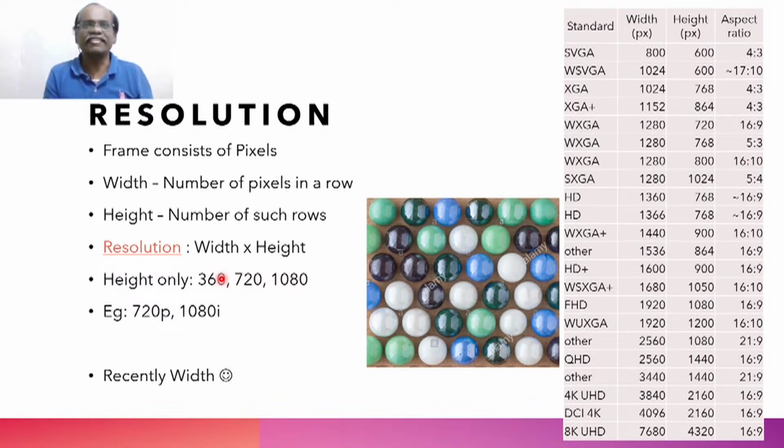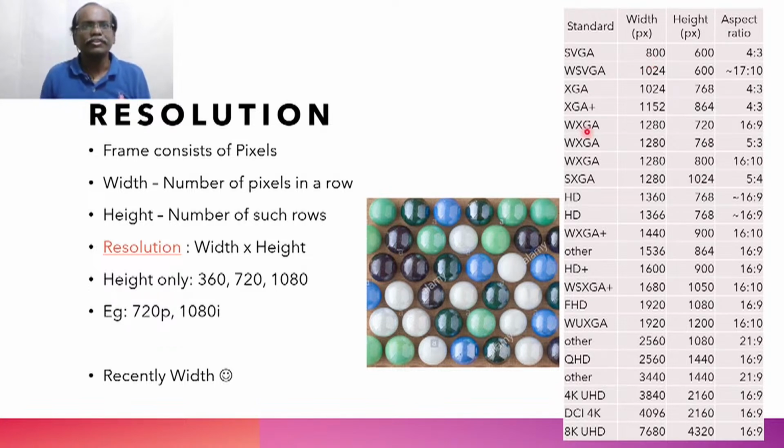There are many video standards. For example, SVGA means 800 is the width and the height is 600. The WSVGA standard means the width will be 1024 and the height will be 600. If somebody says 600, you can ask, is it SVGA or WSVGA? You can go 800 or 1024 as a width, but the height will be 600.